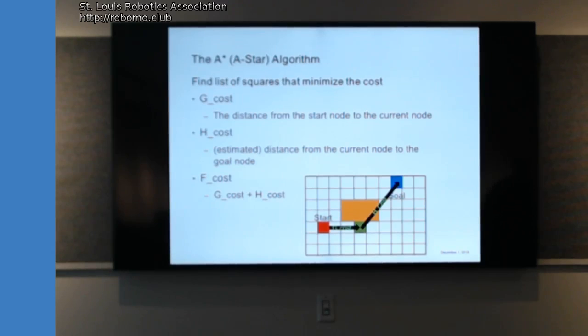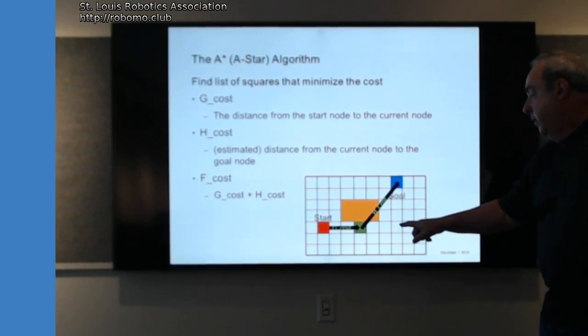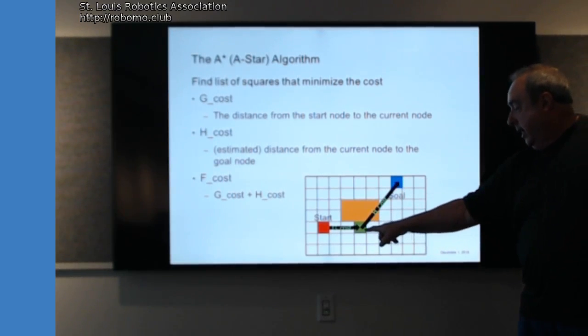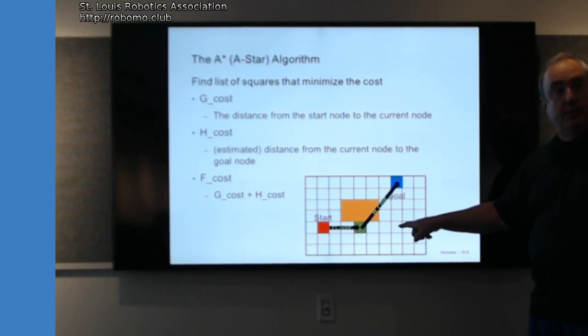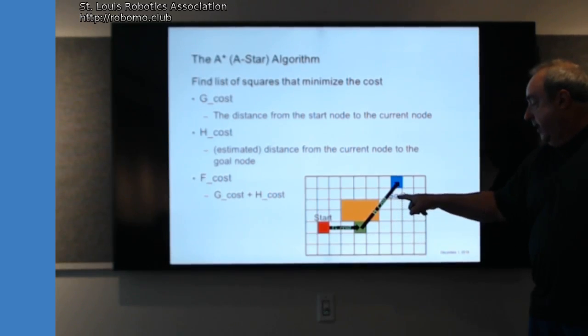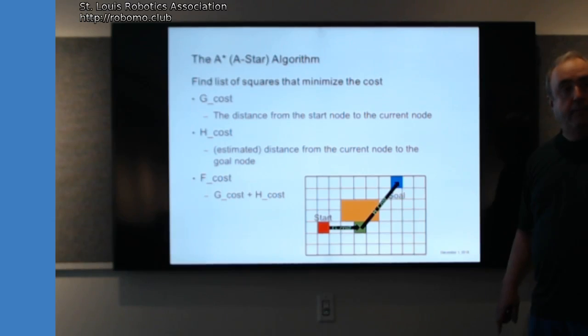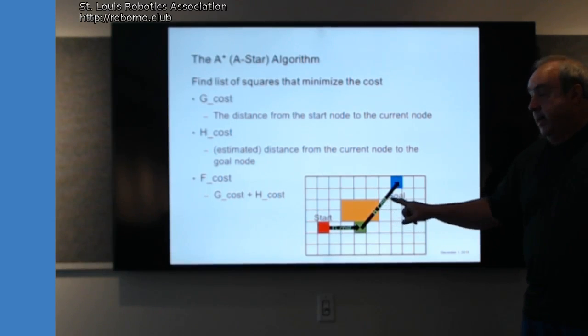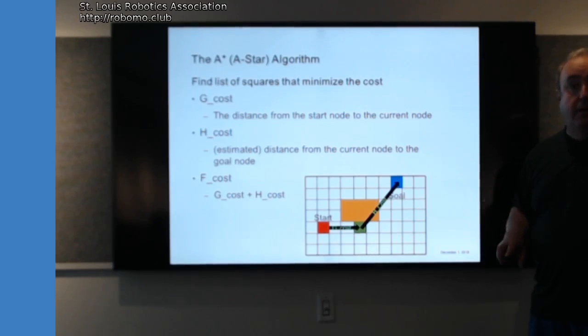Okay, so think of the grid now as streets. How many blocks would you have to walk to get from here to here? I'd have to walk 1, 2, 3 blocks this way, 4, 5, 6, 7 blocks for the H cost. Using the Manhattan distance heuristic.